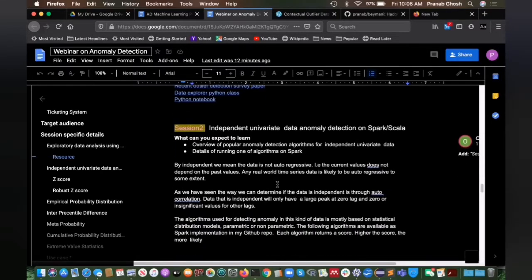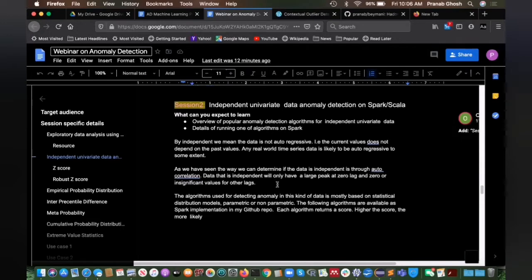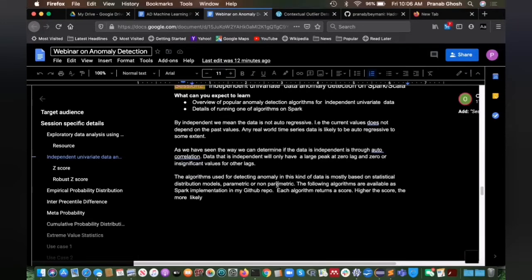Like I said, by independent, I mean the data is not autoregressive. The current value doesn't depend on the past values. But in reality, there is no crisp boundary between whether some data is independent or autoregressive. Every data is autoregressive to some extent. Truly random data doesn't really exist in the real world. So the demarcation is not very crisp.